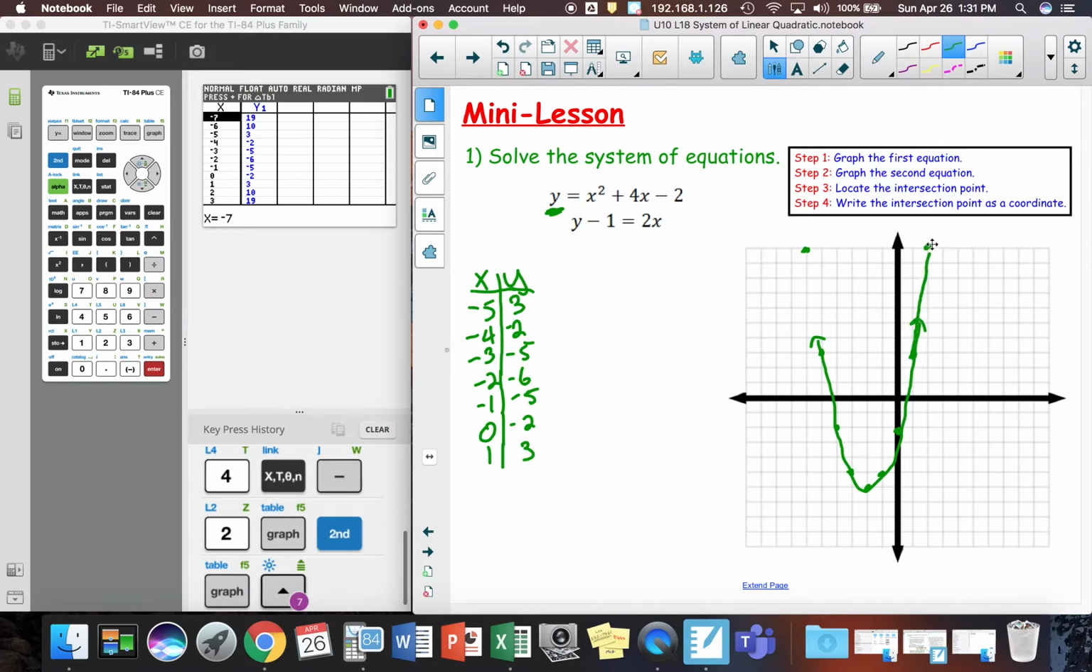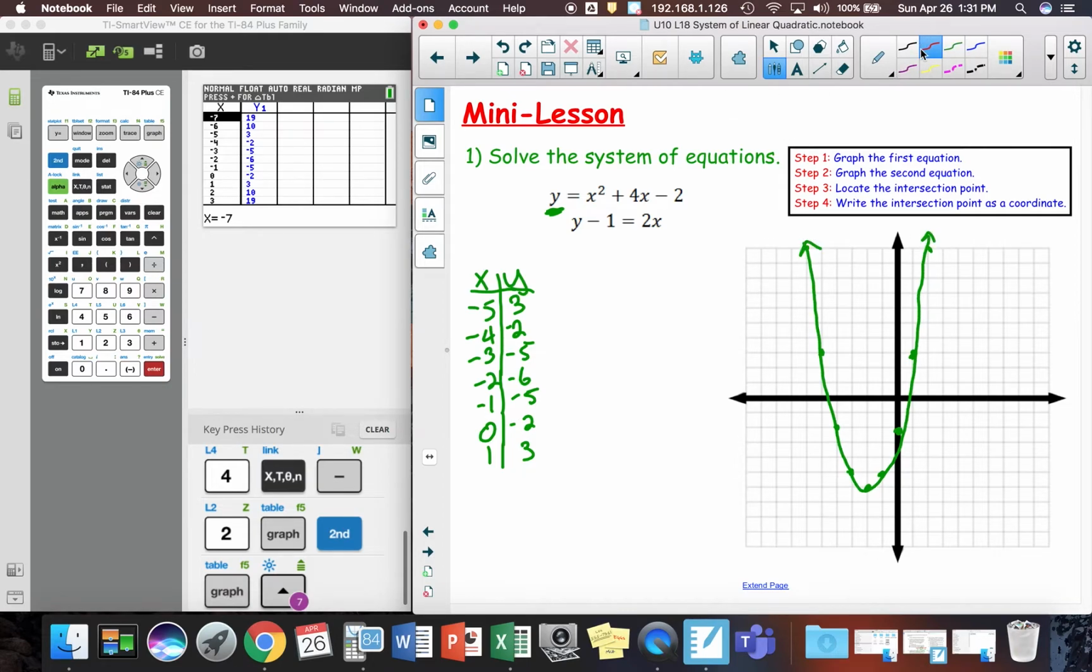I'm going to graph all the way to here, and get rid of these arrows. So I'll just plot these extra points, and I'm going to make the U shape one more time. Alright, that one was a lot better.